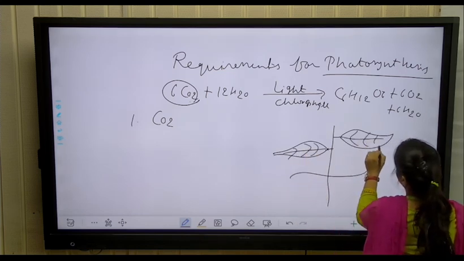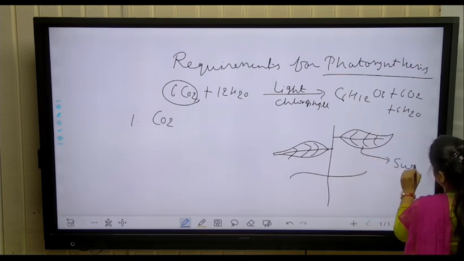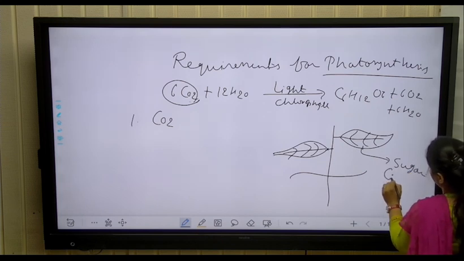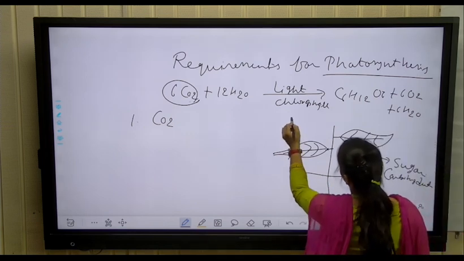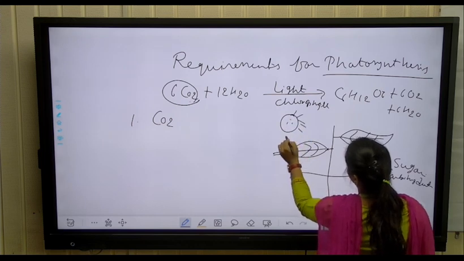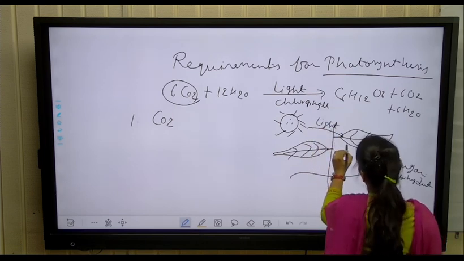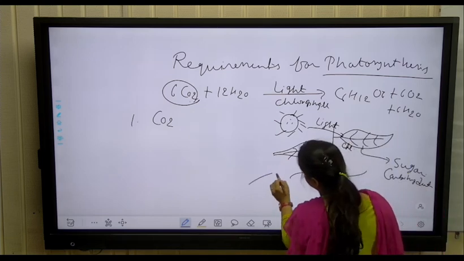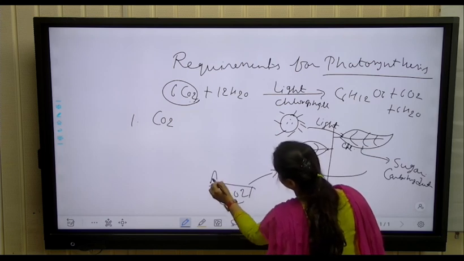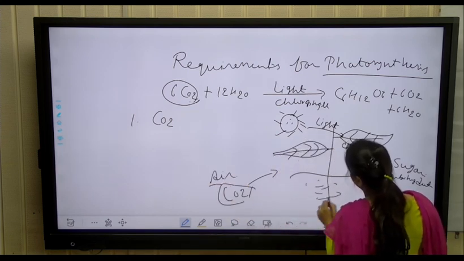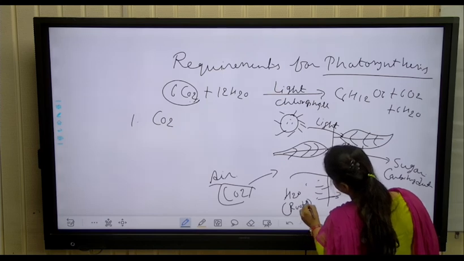Let's suppose here the process of photosynthesis is taking place and it is converted into sugar, or we can also say carbohydrate, and the things required are: sunlight is used, chlorophyll and CO2 from the air, water that is H2O from the roots.